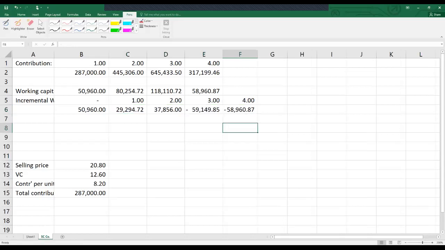Clear. So that means, therefore, in year zero, you invest 50,960. In year one, you invest 29,294. Year two, you invest extra, which is 37,000. Year three, you are recovering because it's a reduction from 118 to 58. Year four, you recover the entire working capital, which is 58,960. Therefore, this is a cash outflow, an inflow, and an inflow.